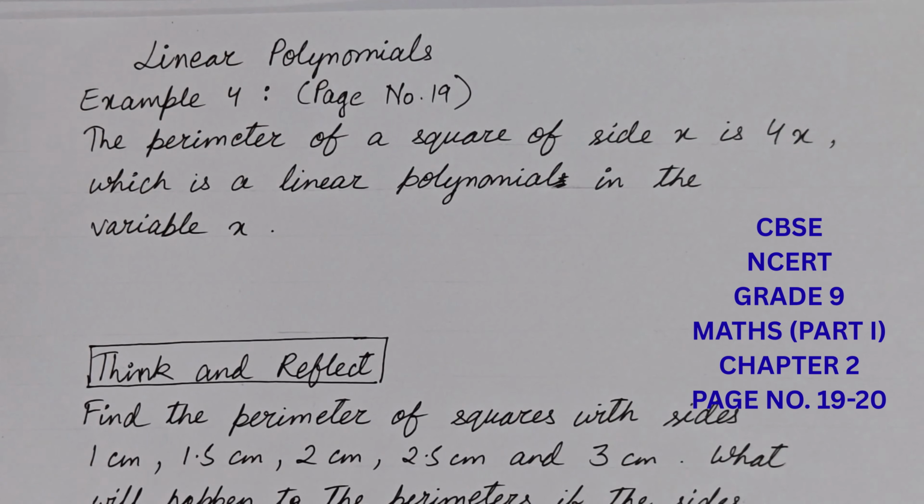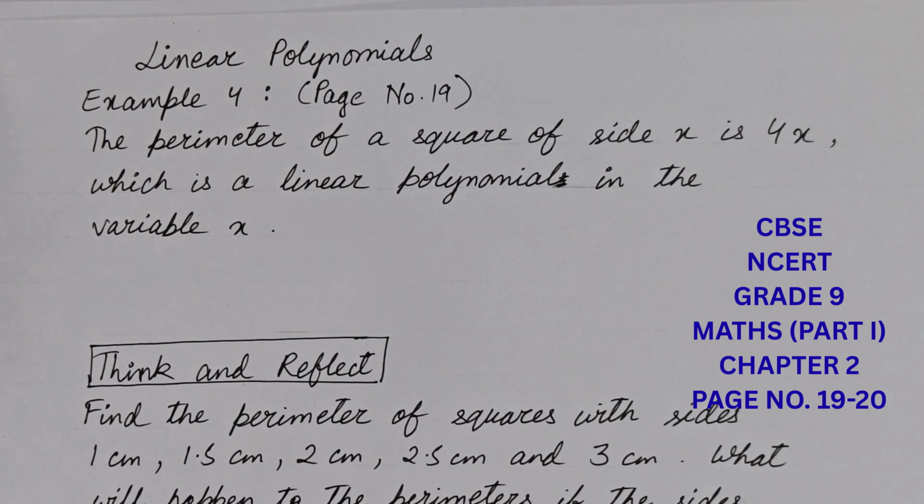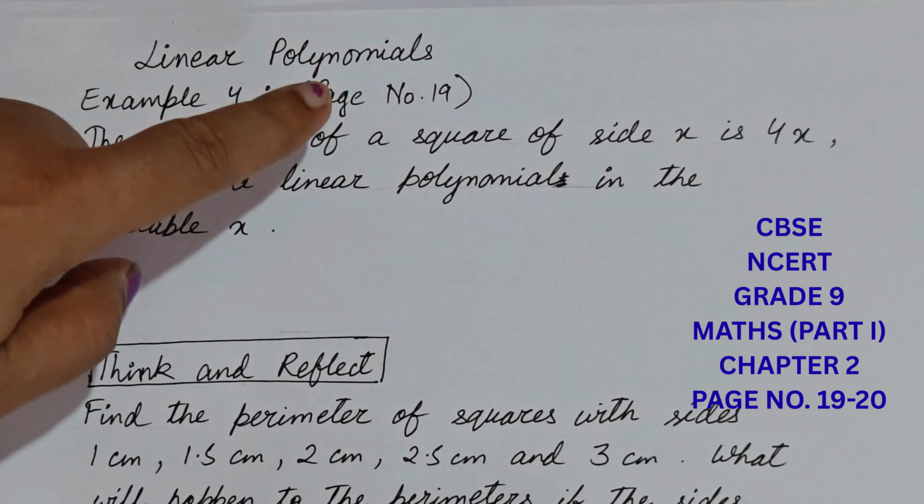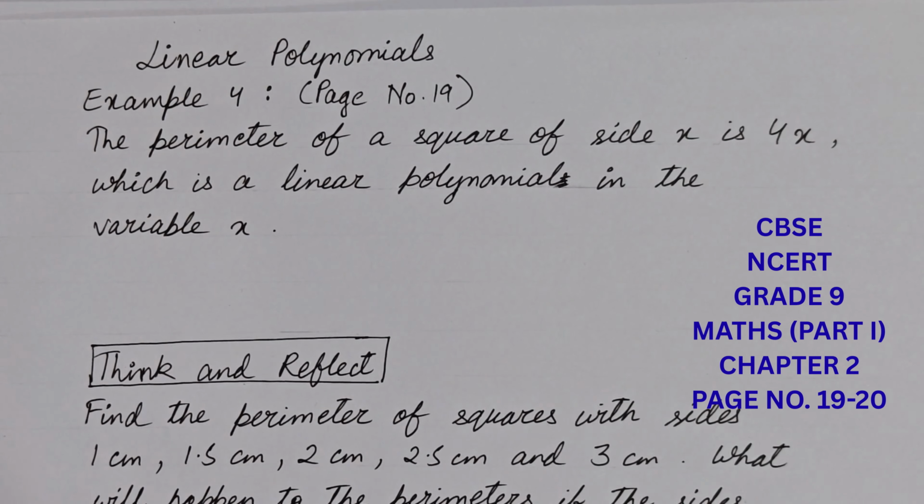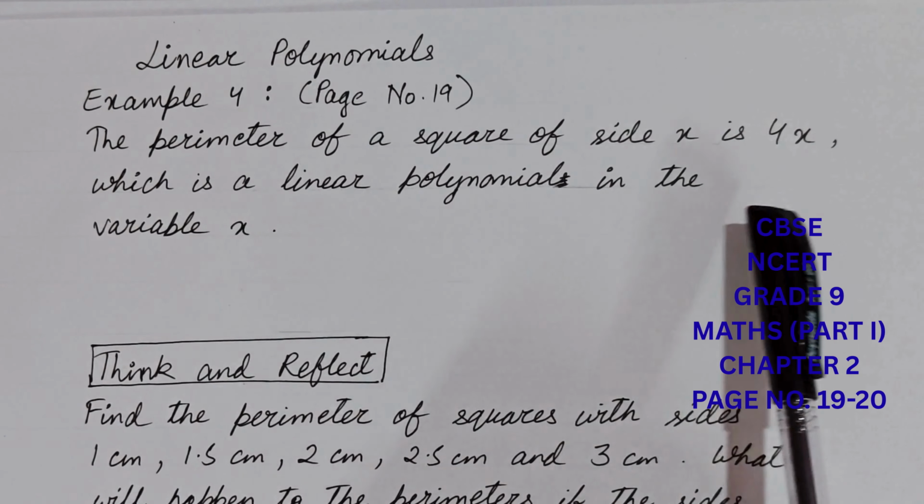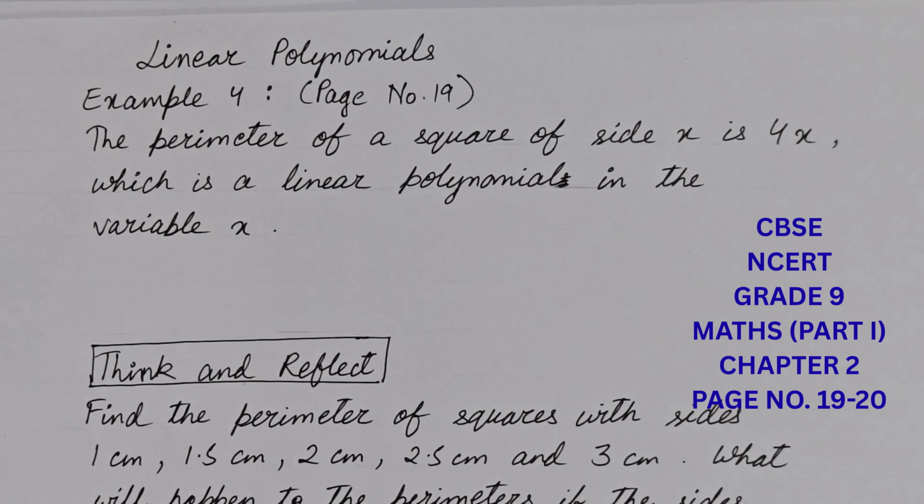So the next topic is linear polynomials, from your second chapter, Introduction to Linear Polynomials, of grade 9. You can go through page number 19. Example number 4 is given. The perimeter of a square of side x is 4x, which is a linear polynomial in the variable x.